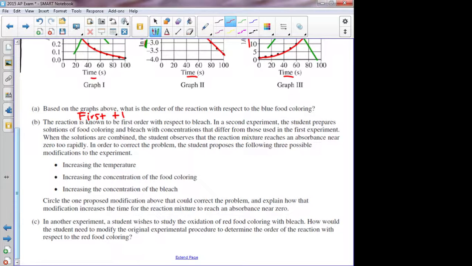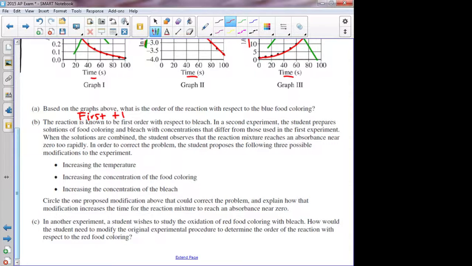Okay. B says the reaction is known to be first order with respect to bleach. So apparently it's first order with respect to bleach as well. In a second experiment, the student prepares solutions of food coloring and bleach with concentrations that differ from those used in the first experiment. When the solutions are combined, the student observes that the reaction mixture reaches an absorbance near 0 too rapidly. What's happening? Why is it reaching an absorbance of 0? All the blue dye is gone because the bleach is oxidizing it and taking it away.